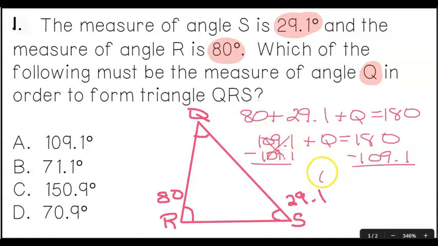These cancel out. Q is going to equal 70.9 degrees. 180 minus 110 is 70, and then if I add the 0.9 to that, that's 70.9. So my answer would be answer choice D. So that's how we would figure out the third angle measure in a triangle if we know two of them.